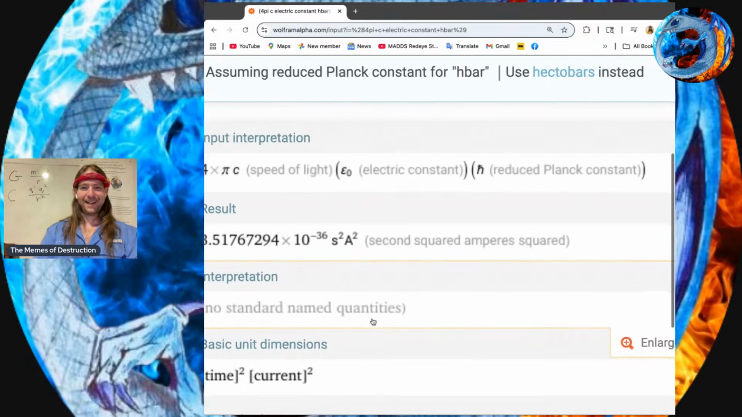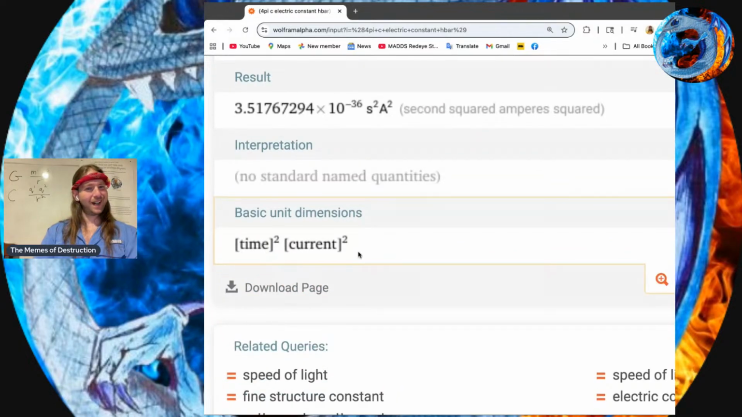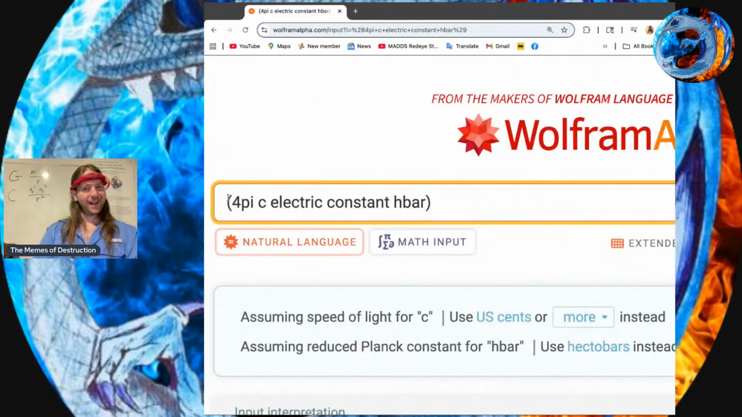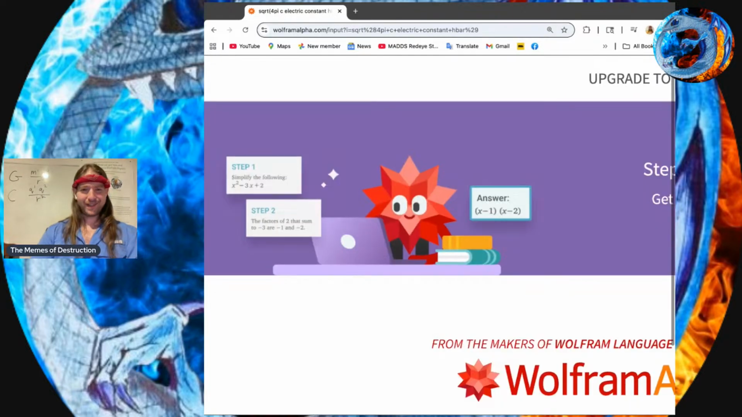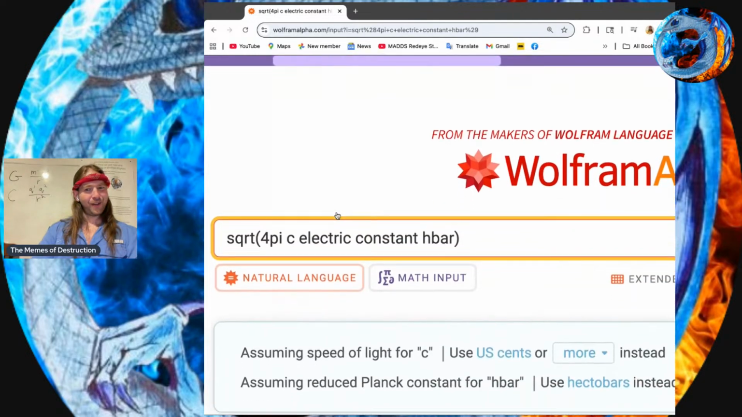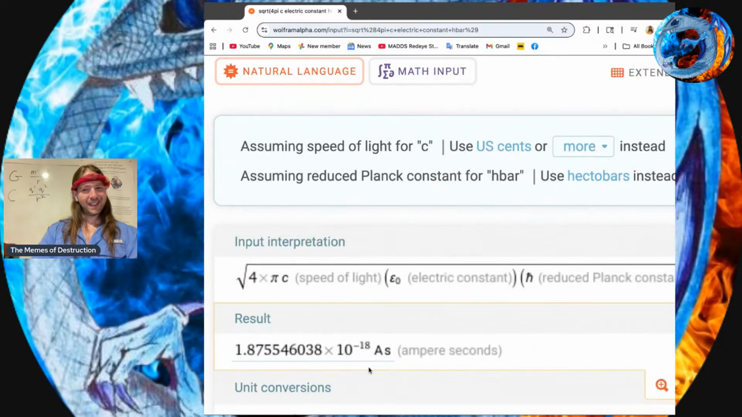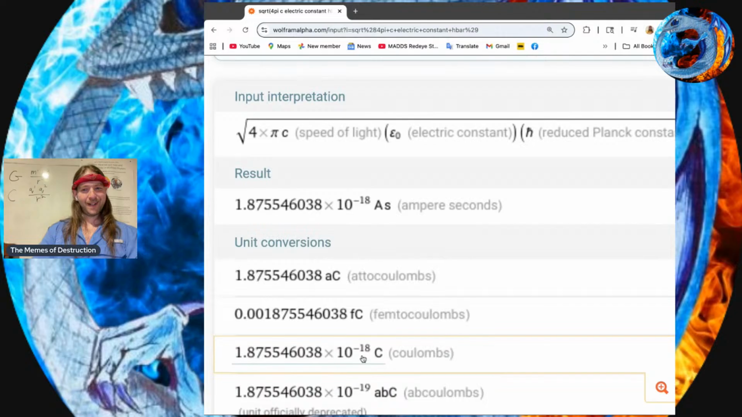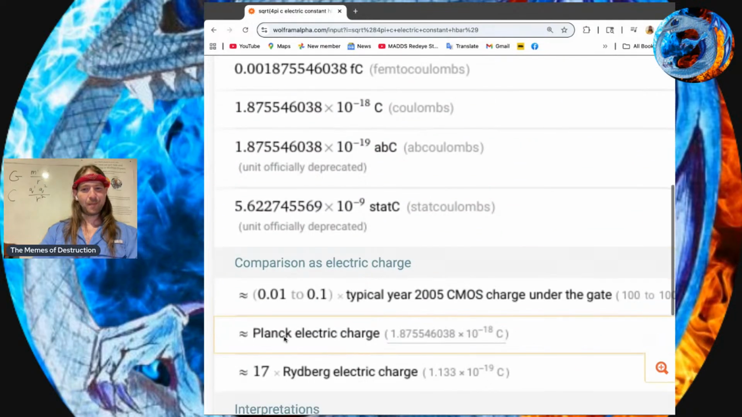It gives you this crazy thing here, time squared current. Oh, that doesn't say much to me. So I'm like, all right, those are both squared, just take the square root. Okay, gives amperes. Oh, wait, coulombs. It says on mine 1.8 times 10 to the minus 18 coulombs. Oh, that's the Planck electric charge, to all its computable digits according to Wolfram Alpha.